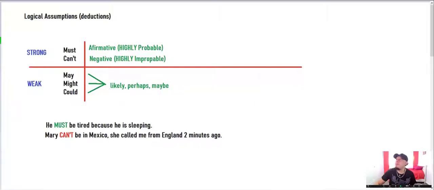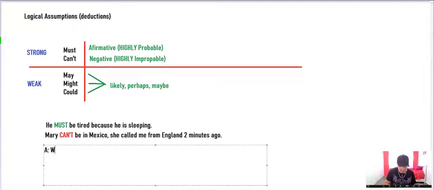Imagine that we have a short dialogue. Where is, I don't know, where is Armand? And somebody says, I don't know, he might be at home. What happens in this case? In this very short dialogue, somebody is asking for Armand, and person B says, I don't know, he might be at home. By using might, what this person is expressing is that he's not sure.